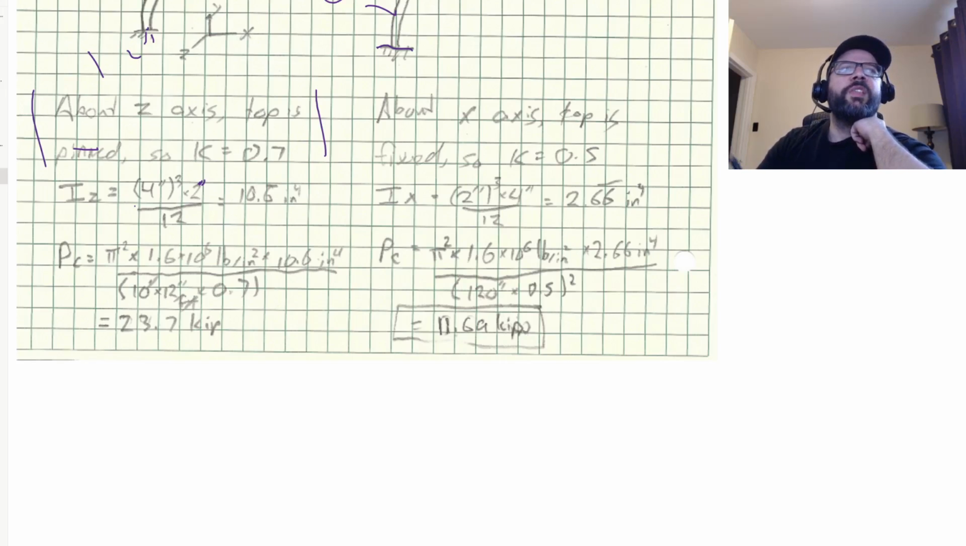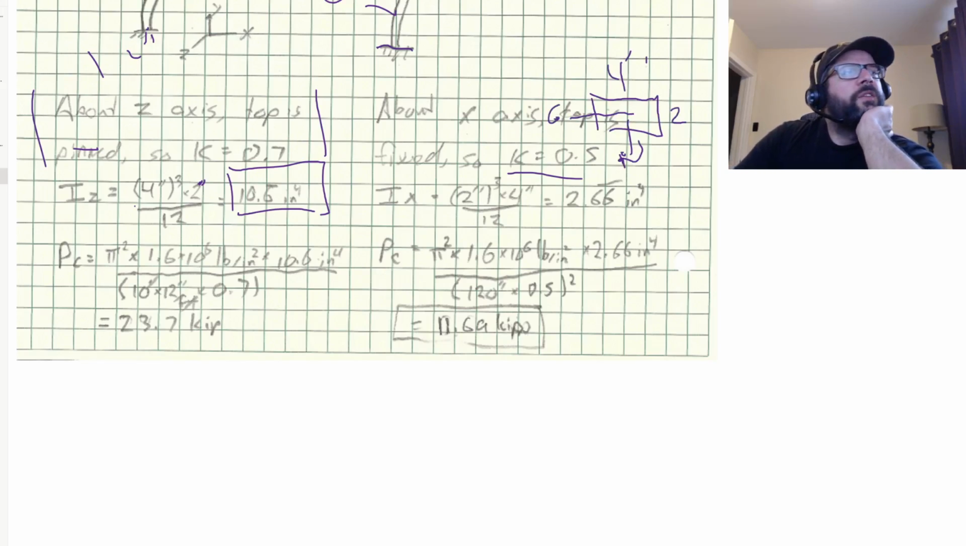If we're rotating about the x-axis, however, again, our k is going to be 0.5, but our I needs to be calculated based upon rotation about this axis, which again is going to be substantially easier than rotating about this axis. So our I there is going to be 2 inches cubed times 4 inches divided by 12, which gives us 2.6666666 inches to the fourth.